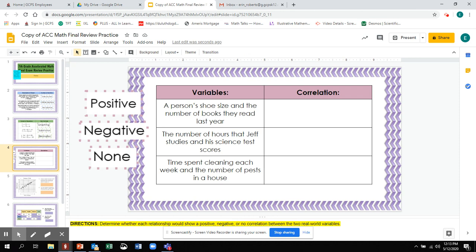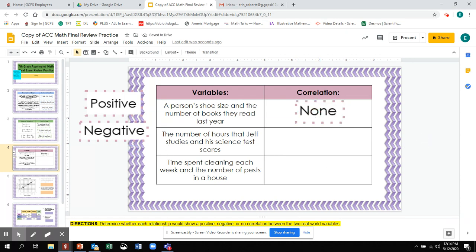For the next part, you had to figure out what type of correlation each of these variables had. Whenever I'm finding correlation, I always want to look at the first part, and I ask myself, as this increases, what happens to the second variable? So the first problem says a person's shoe size and the number of books they read last year. I would ask myself, as a person's shoe size increases, what happens to the number of books that they read last year? Well, I don't know that the number of books that a person read last year would increase or decrease based on their shoe size, which means I would say that this has no correlation.